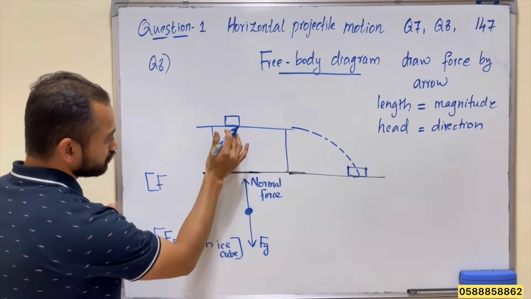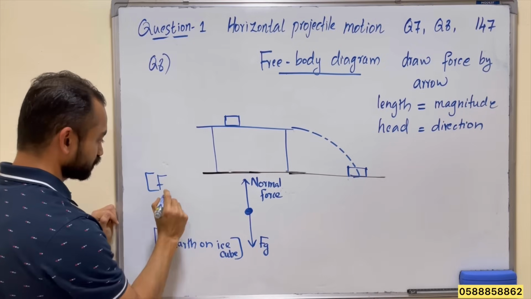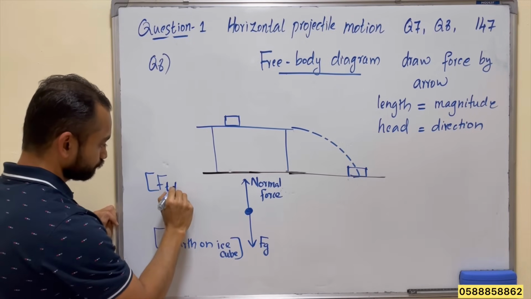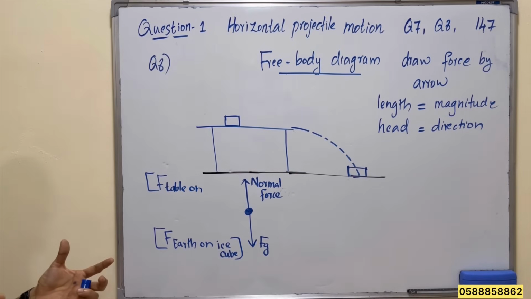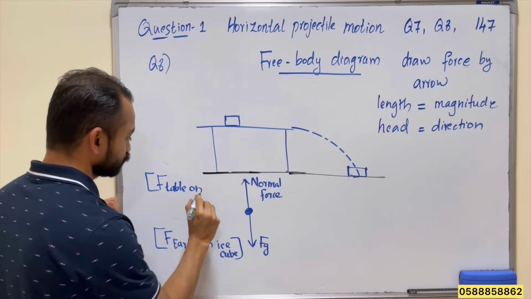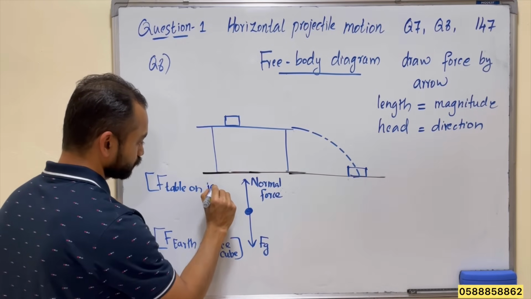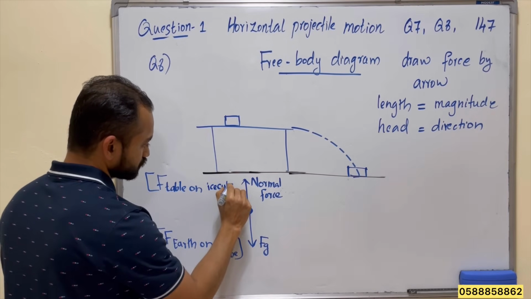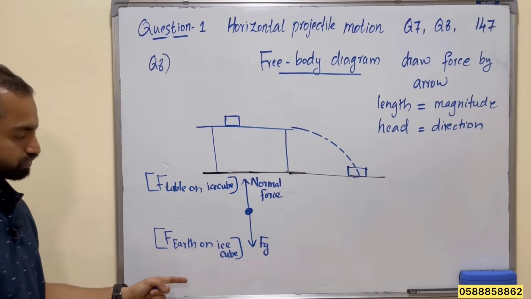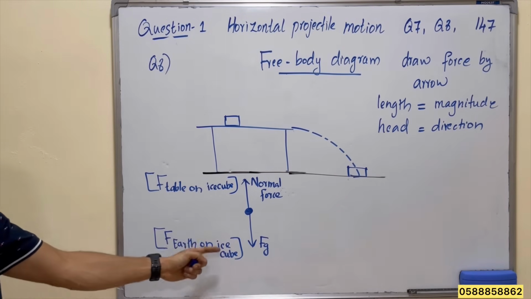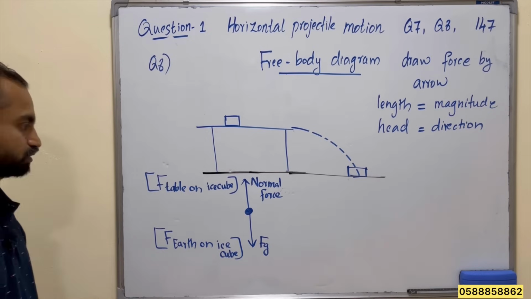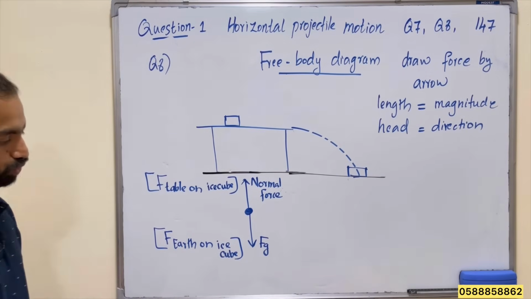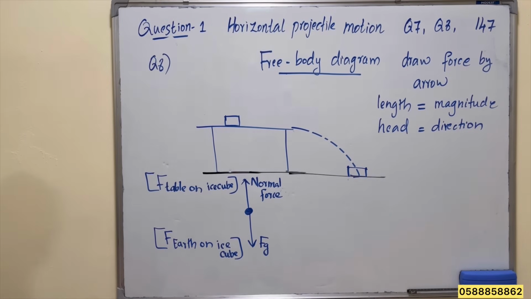So here, what is applying the normal force? The table is applying the force. So F table, on what? What is experiencing the force? The ice cube. So F table on ice cube. Here you can see both the forces are acting on the ice cube: F earth on ice cube, F table on ice cube. So this is how we draw the free body diagram of the ice cube on the table.